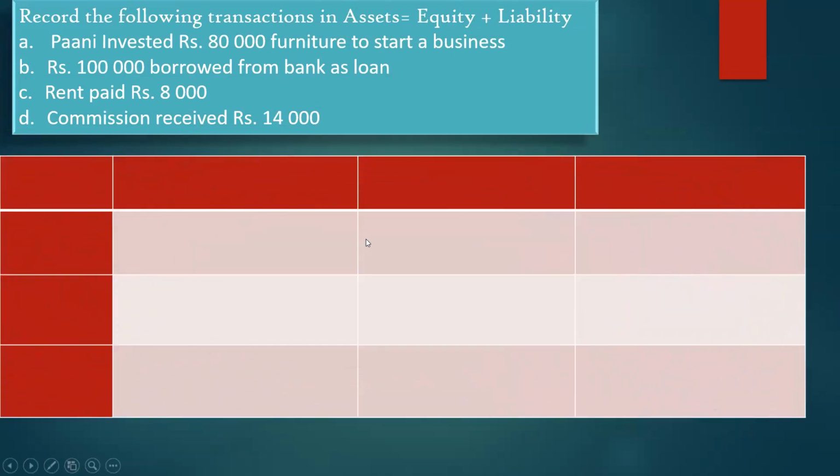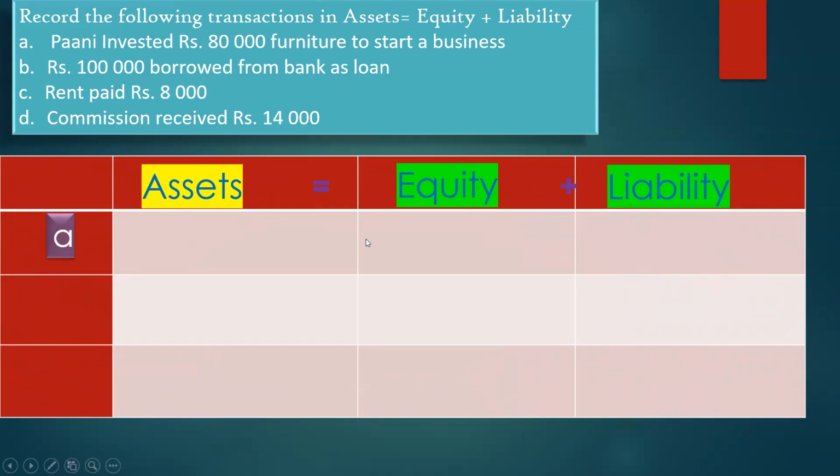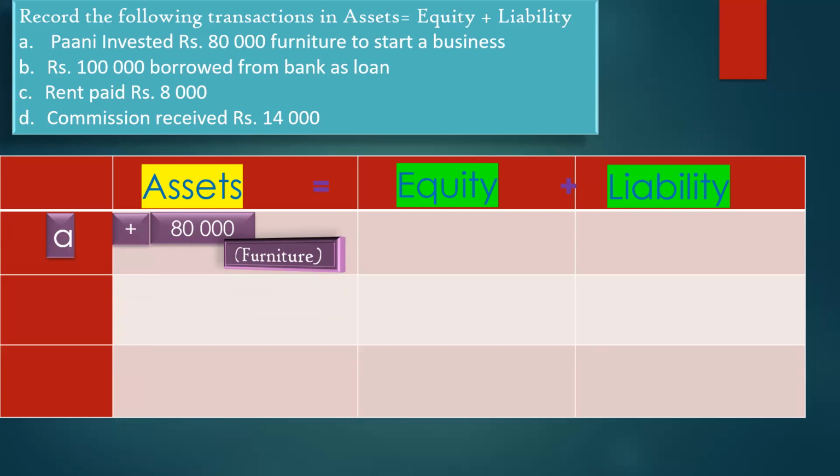Assets equal equity plus liability. Pani invested 80,000 furniture to start a business. Since it is furniture, it comes under asset. It is invested by the owner, so assets increase by 80,000. We are inside the business, receiving the furniture, so asset increases by 80,000 furniture, and equity increases by 80,000 capital.